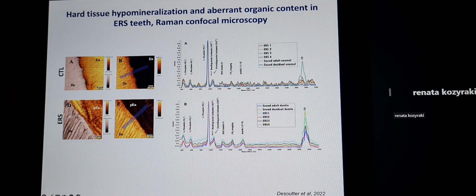You heard about enamel hypomineralization. We found the same thing using Raman confocal microscopy. This was not a surprise. However, what we found in addition was that this deficient enamel had a very high organic content. On top of that, dentin had some modifications, a very high organic content also.